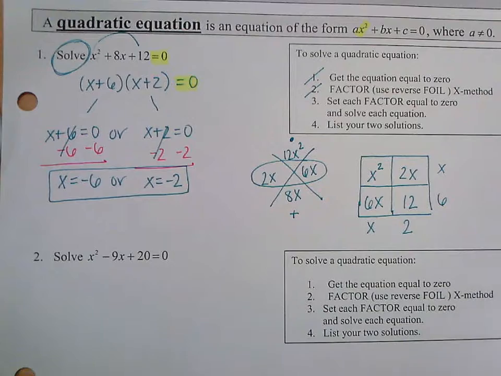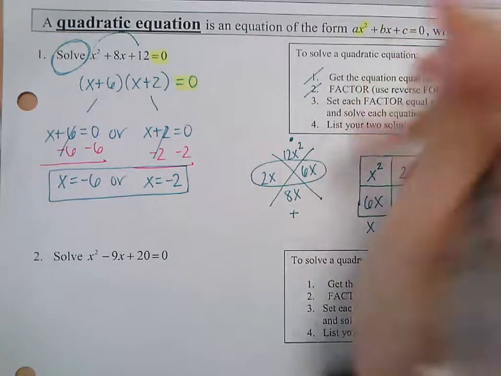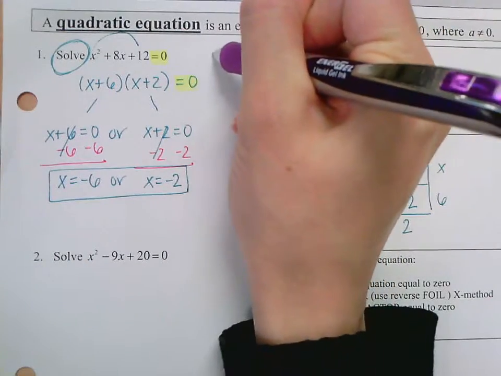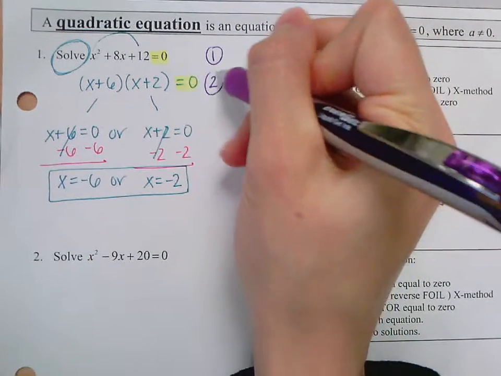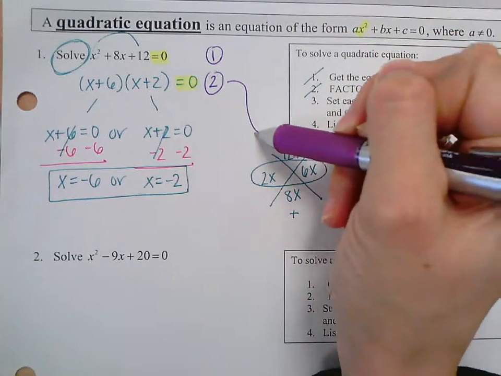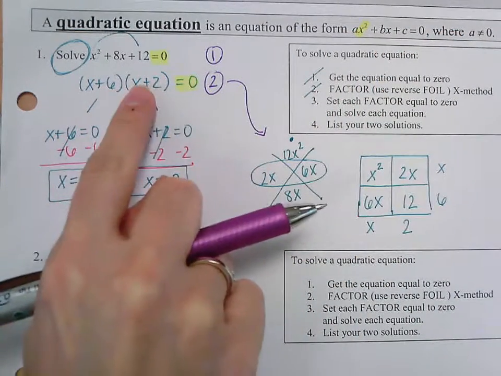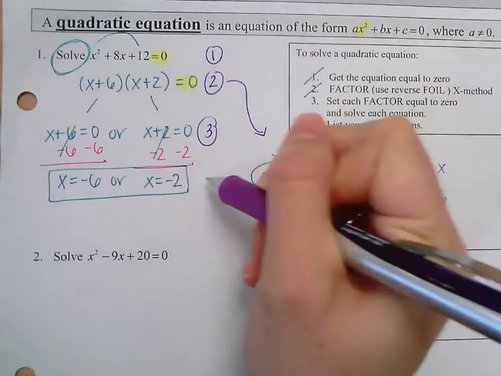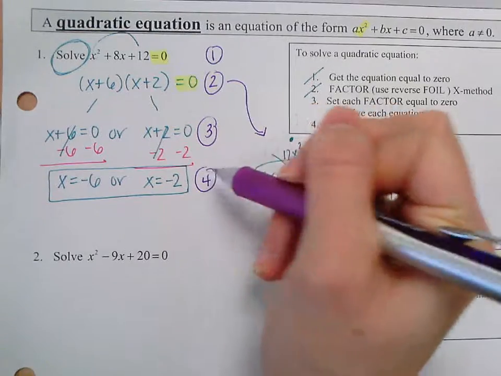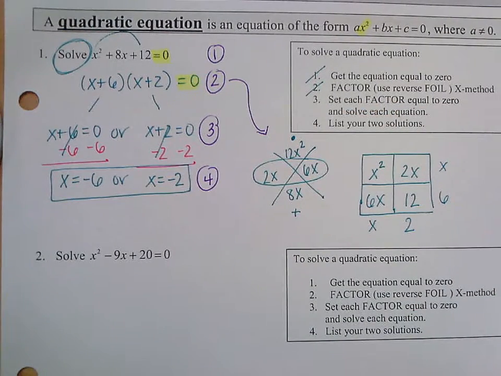Okay, so if you're looking off to the side here, the first step, step 1, getting one side to 0, that was already done. Step 2 was factoring, so we really kind of did step 2 down here and then wrote our factored form up here. Step 3 was setting each factor equal to 0 and solving, and then step 4 is listing your solutions. So those are your 4 steps. And again, one or maybe a couple of the steps might already be done. Questions on that one?